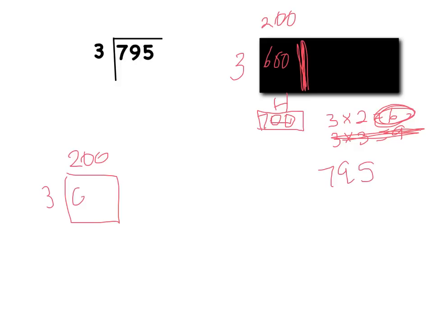And I found that part of that is 600. So I took a big chunk out. How much do I have left? What's left over here if this entire thing is worth 795? Let's subtract to find out. I only have 195 left.